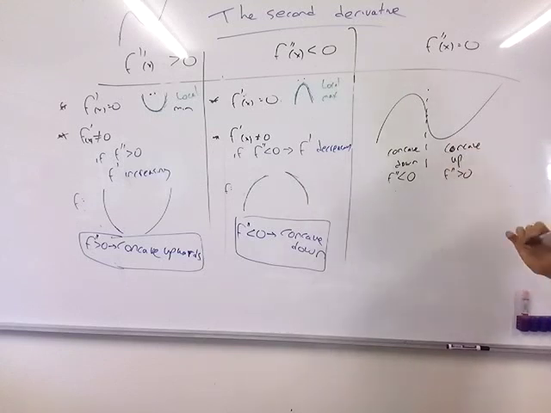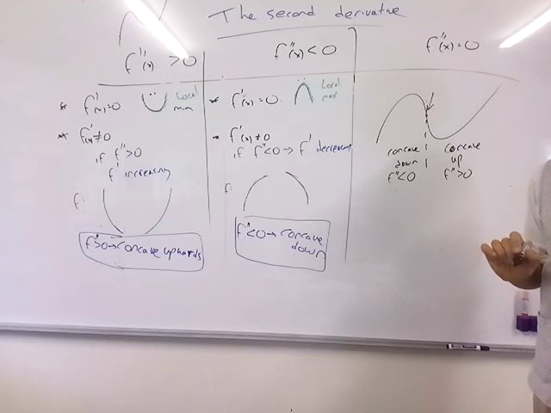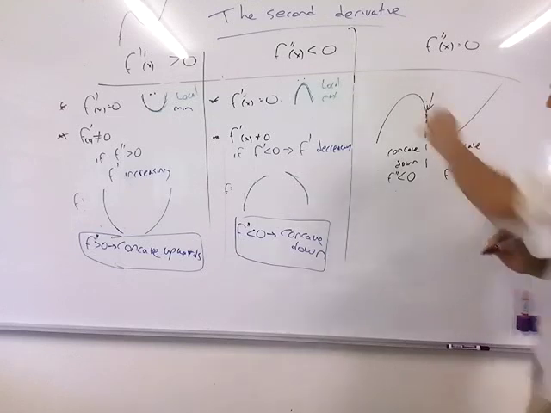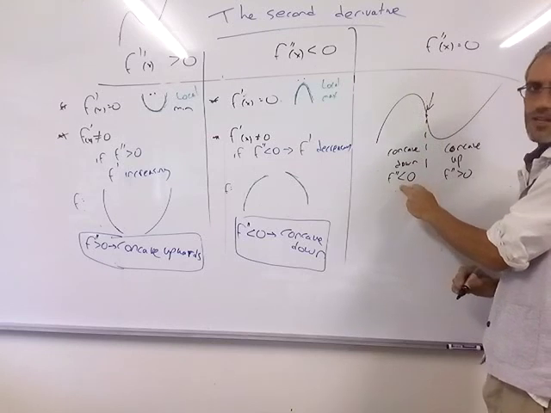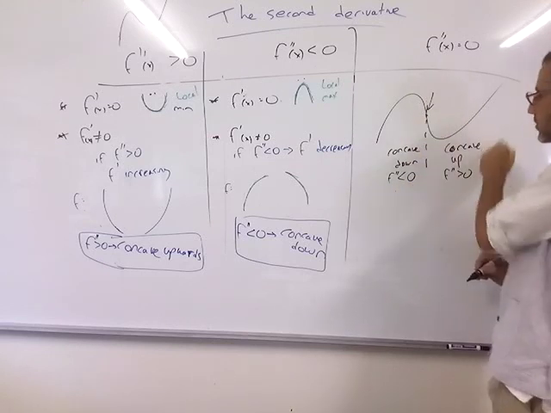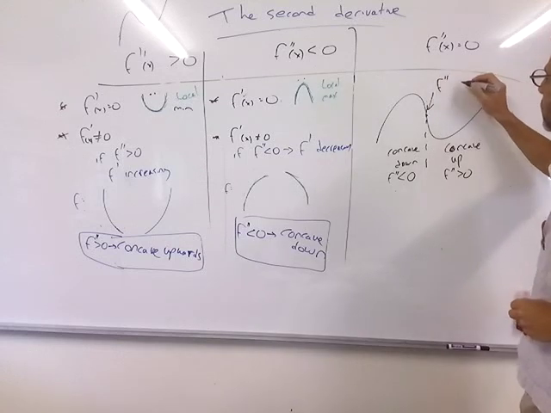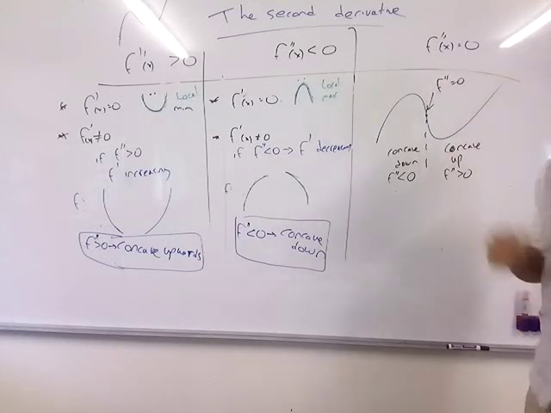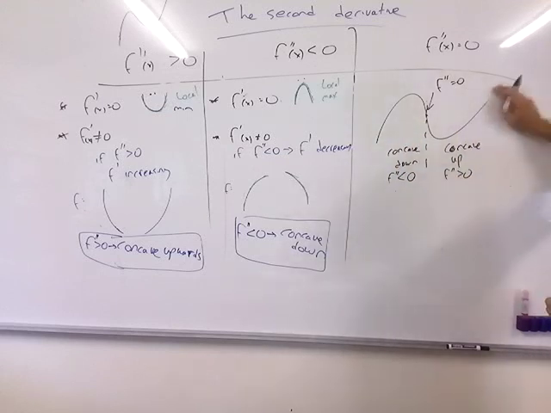Now let's think about it. What will be the second derivative here? It has to be naught. Everywhere up to here, the second derivative is negative, and everywhere above here it is positive, so obviously here the second derivative must be naught. If we go from a negative number to a positive number, you have to go through naught. So this is one possibility.